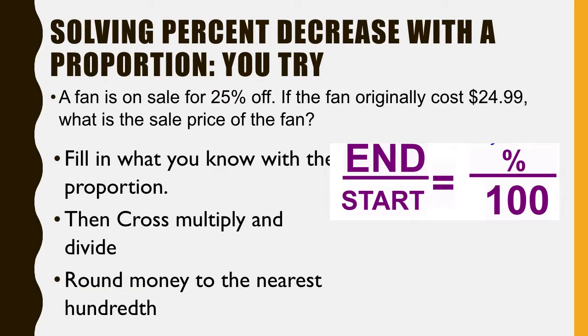Solving percent decrease with a proportion. I want you to try this one. A fan is on sale for 25% off. The fan originally cost $24.99. What is the sale price of the fan? Fill in what you know with the proportion. Then cross, multiply, and divide. Make sure you round money to the nearest hundredth.